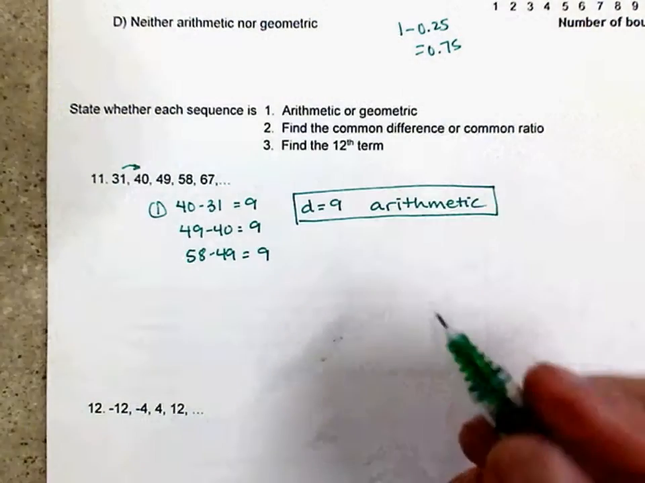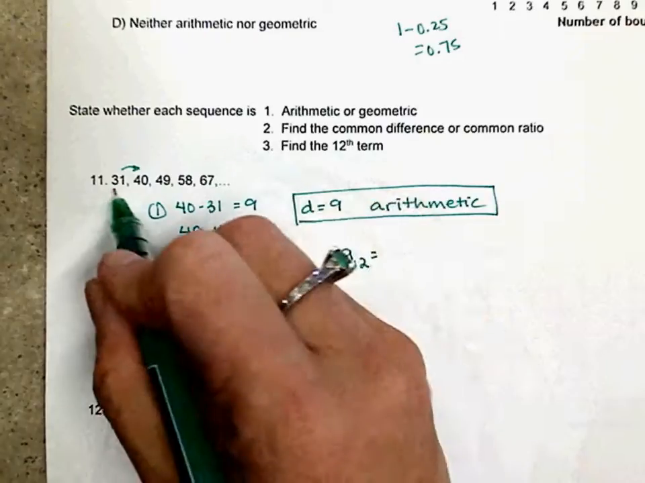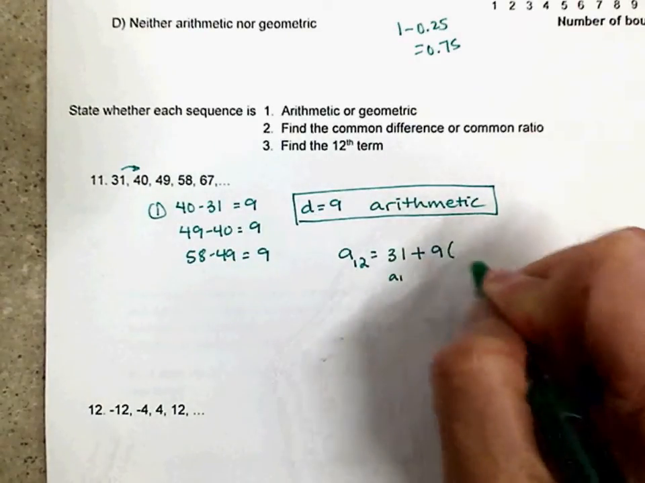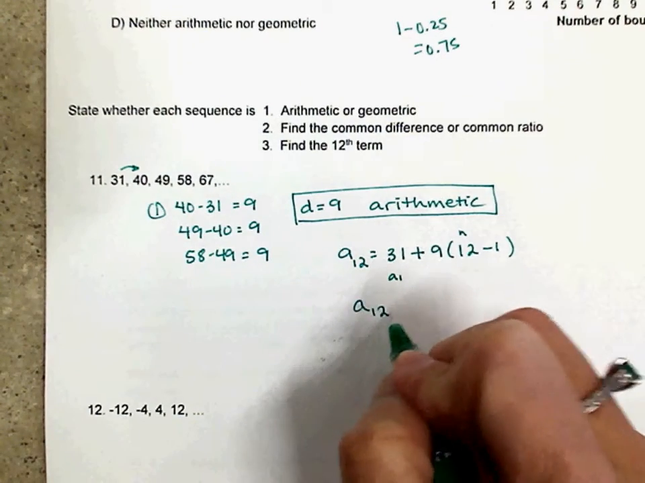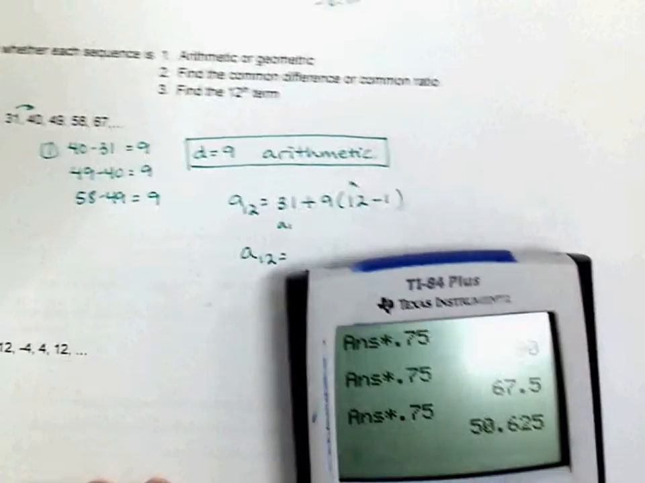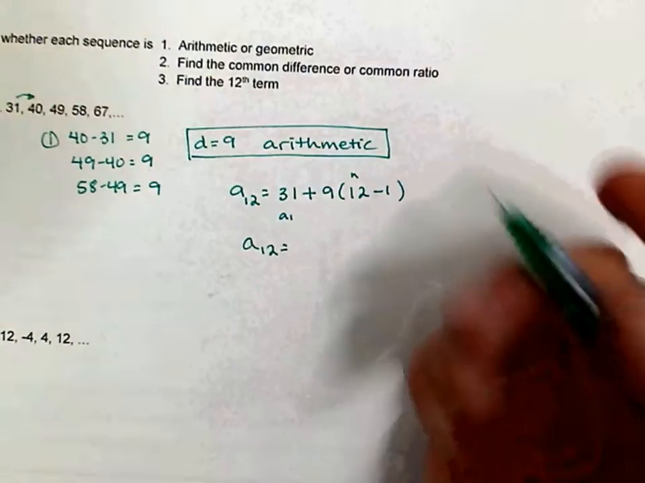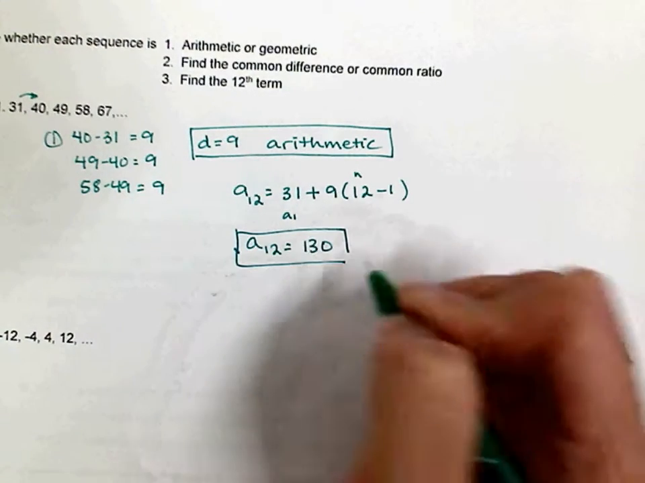Now it says to find the 12th term. So I'm going to plug into my formula. Your first term is 31 plus your d times 12 minus 1, so there's your n. So my 12th term is equal to 31 plus 9 times (12 minus 1). If I keep going, this is going to come out to be 130.